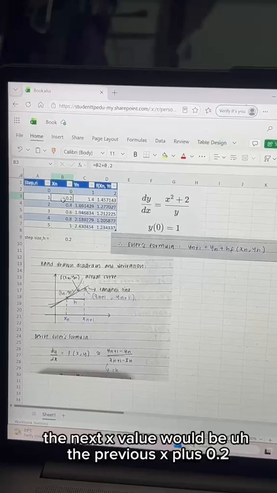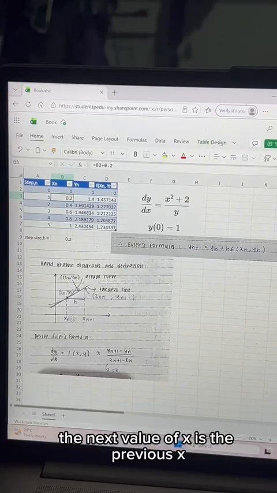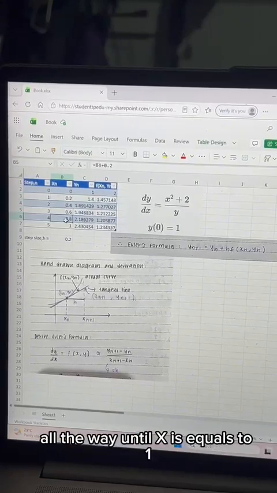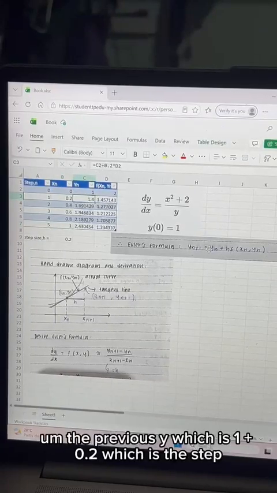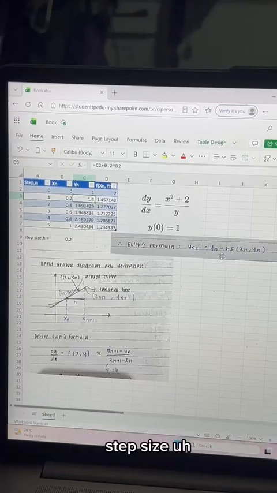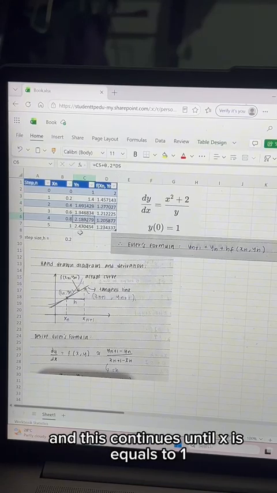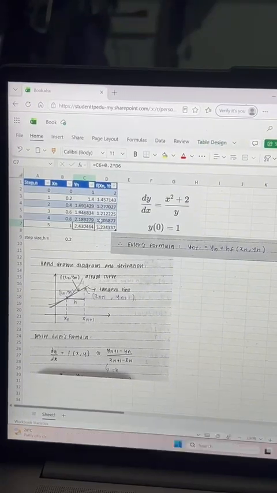The next x value would be the previous x plus 0.2, since as you can see here, the next value of x is the previous x plus the step size, and this is continued all the way until x equals 1. And then for the y values, as you can see here, the previous y, which is 1, plus 0.2, which is the step size, times the slope number, which is 2. And this continues until x equals 1. So therefore, when x equals 1, our y value is 2.430454.